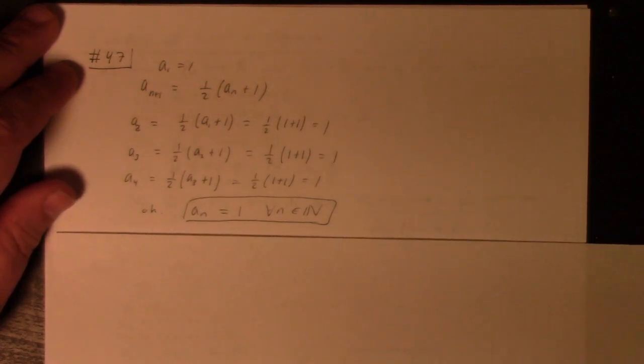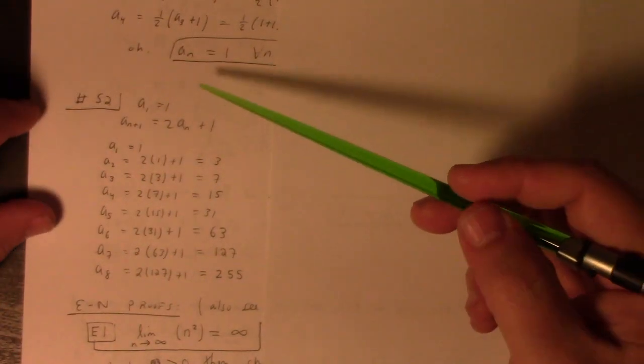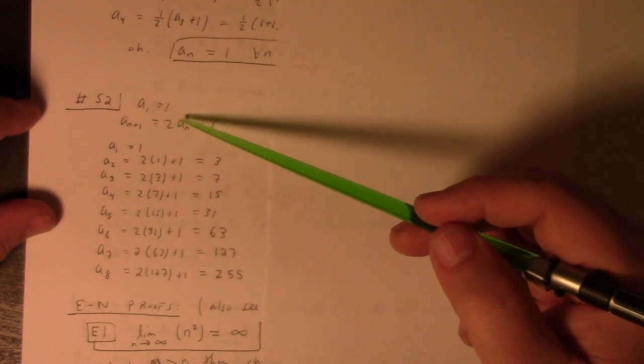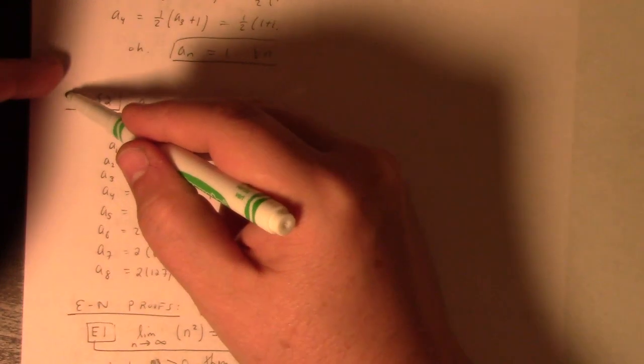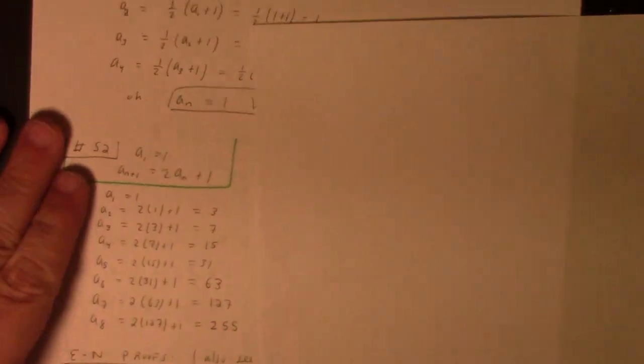Now sometimes it takes a little bit more work to see it. Here's the next one. Let me scooch this up a bit here. All right. So the next one was number 52. A_1 is 1, a_(n+1) was 2a_n plus 1. Just to emphasize, what was above the green line is what was given here. That was the given problem, and then find the formula for a_n.